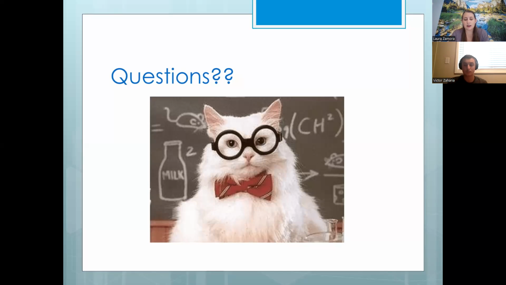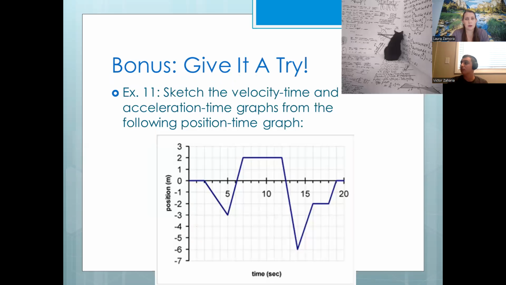Now, we should have left off yesterday with a bonus problem. I don't know if you got a chance to try this bonus problem on your own. But if not, just quickly take a look at this. We are going to run through the answer to this together to sort of review from yesterday. Okay, so for this give it a try problem, you were to sketch the velocity time graph and the acceleration time graph from this position time graph.